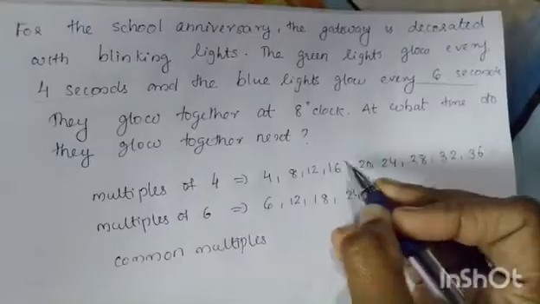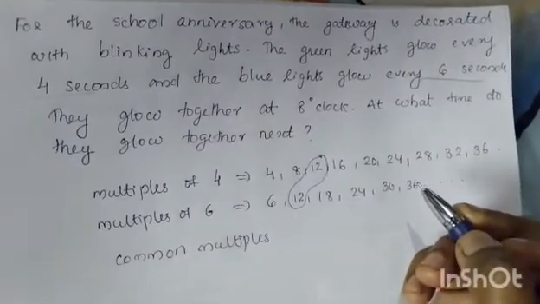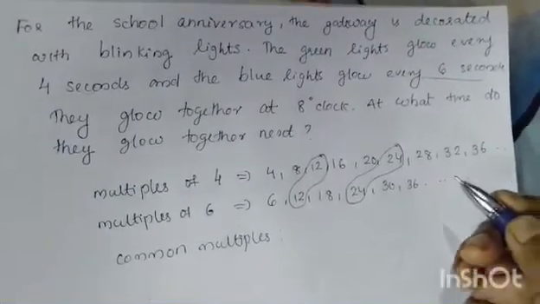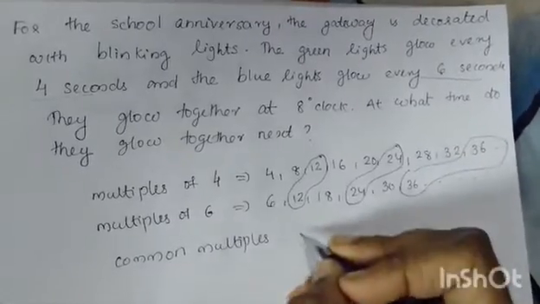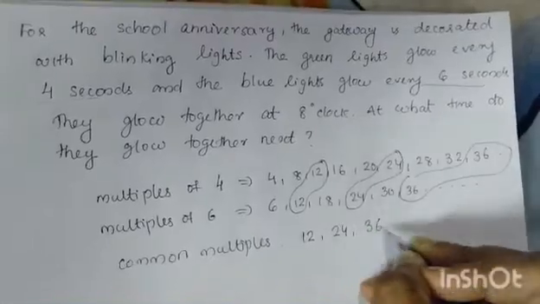The first common multiple is 12. Then the next one is 24, isn't it? Then the next is 36. So the common multiples are 12, 24, 36.